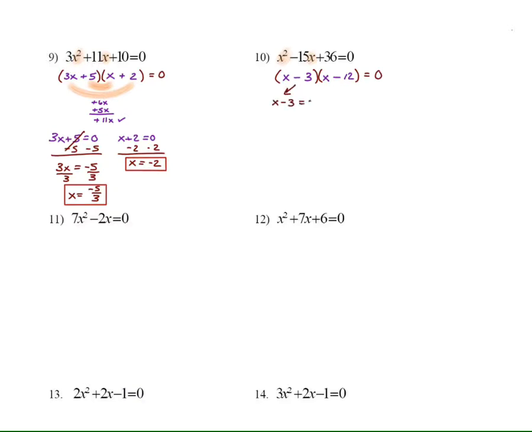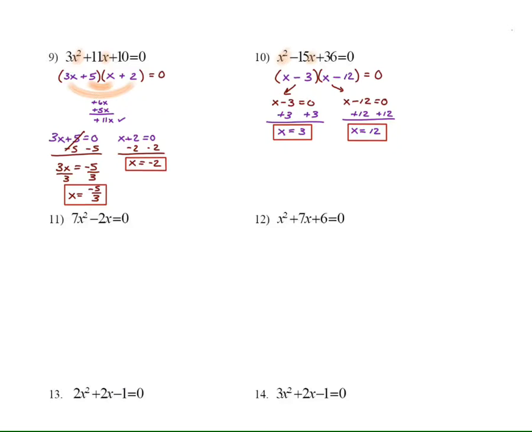So then I can set each of these factors equal to 0 separately, and then solve each equation. So I'd add 3 to both sides, and I get x equals positive 3 for the first answer. Then add 12 to both sides, I should get x equals 12. So those would be my two solutions for number 10.